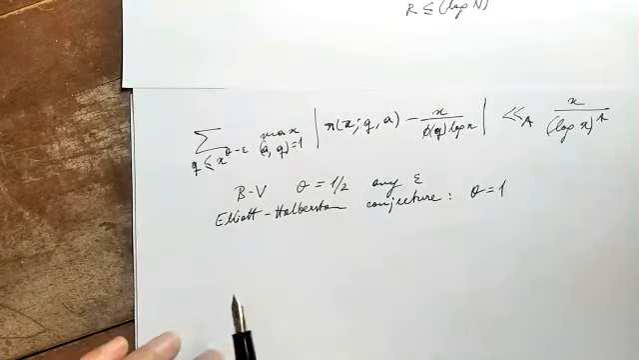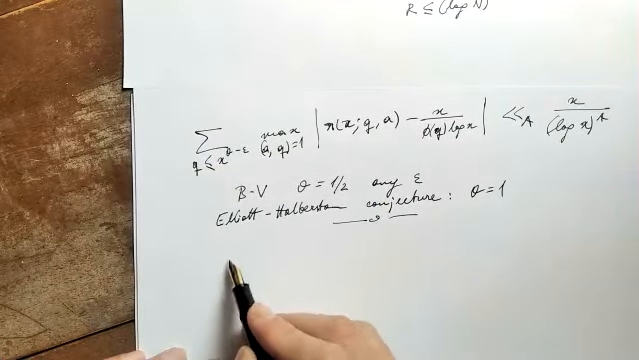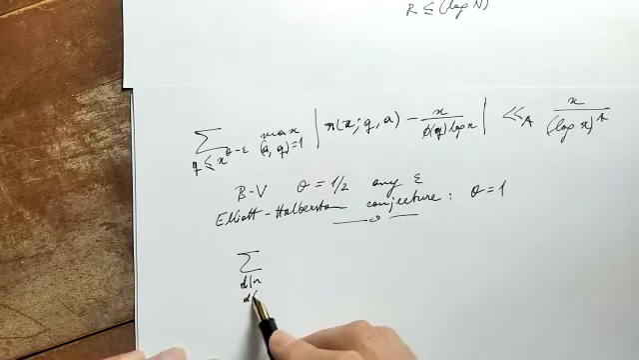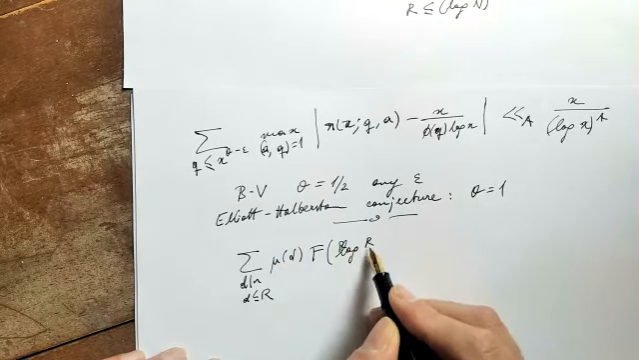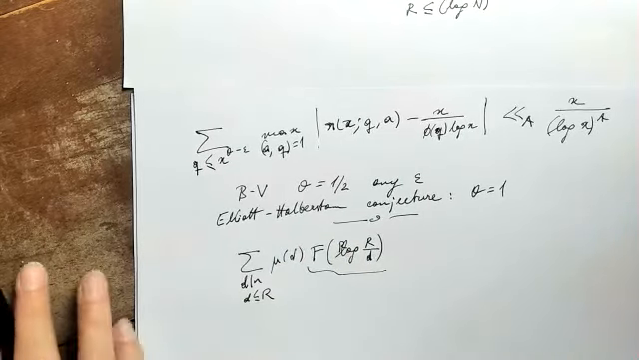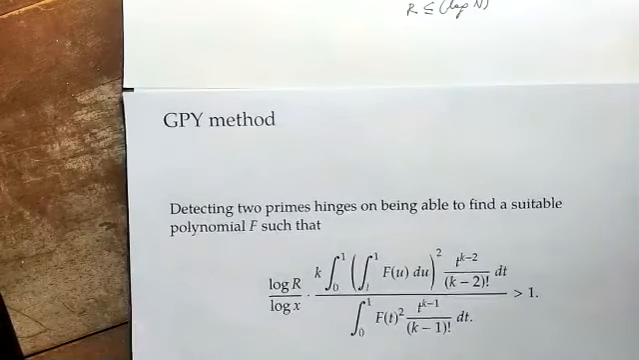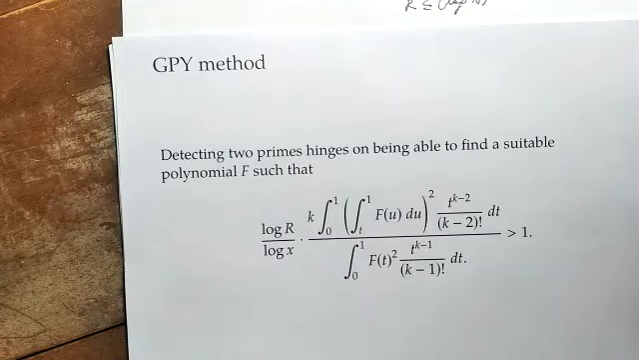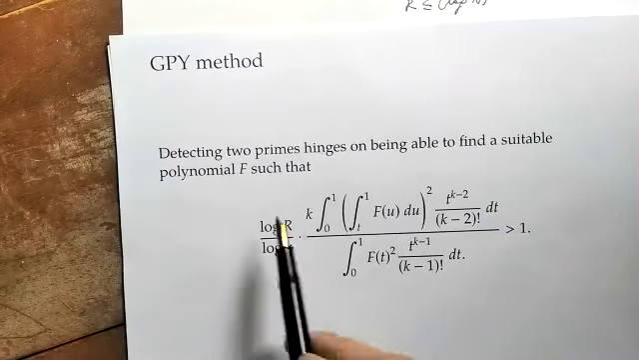Soundararajan did a sort of meta-analysis of this method and assumed that you're working with weights of the form mu(d) times some polynomial of log(R/d). Working with this unspecified polynomial, he showed that this method boils down to, for such an f, a polynomial, showing that this is greater than 1. And he also showed that the choice of Goldston-Pintz-Yildirim was essentially best possible.